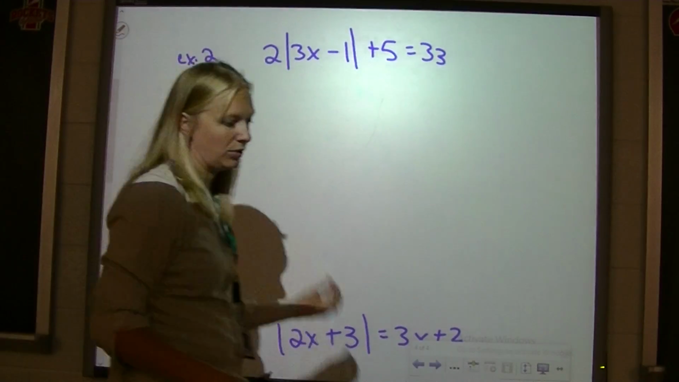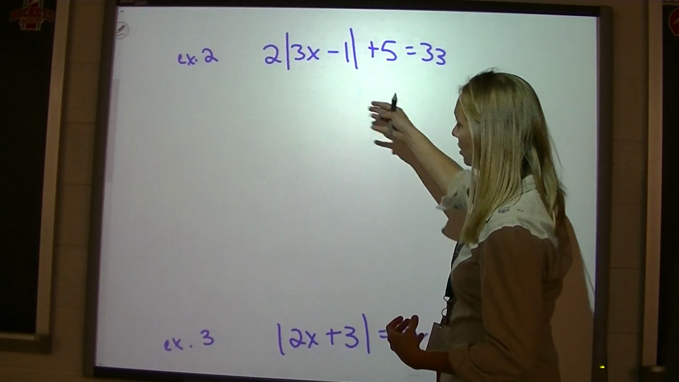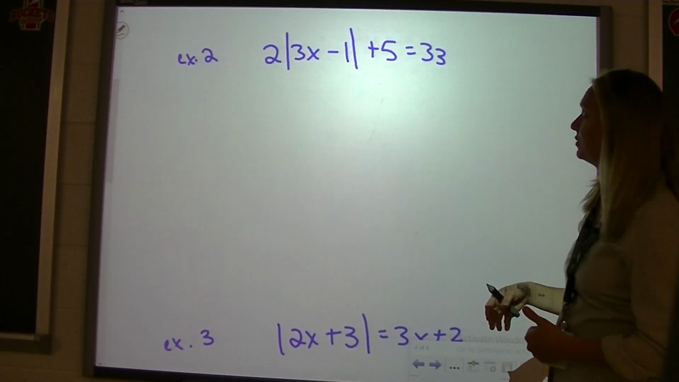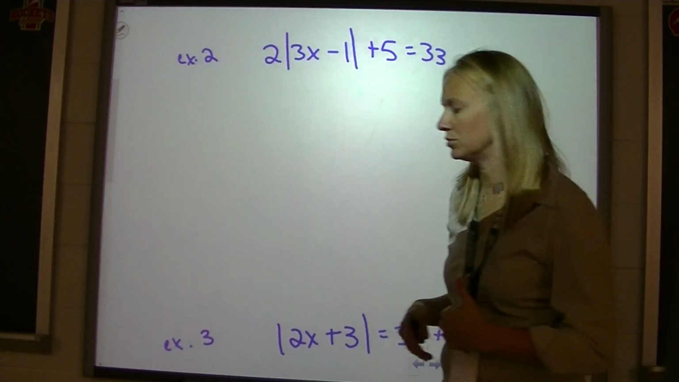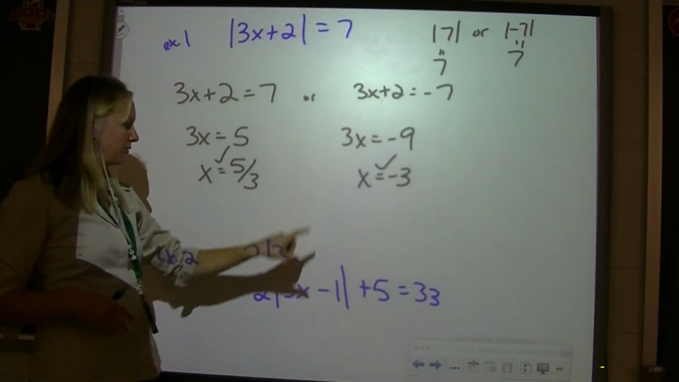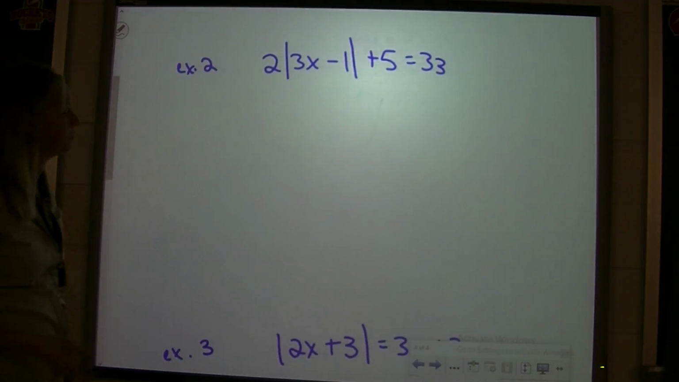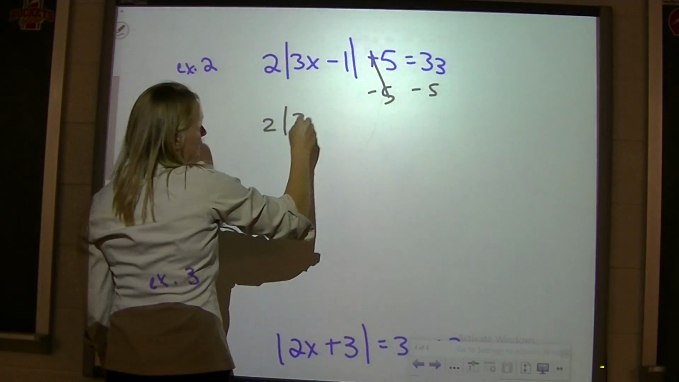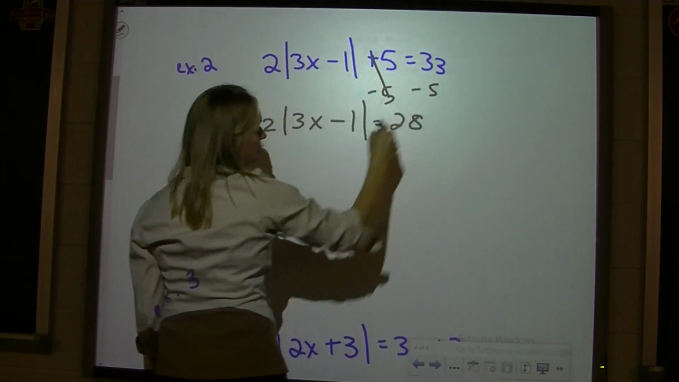Example 2. We again have an absolute value, but this one's a little bit harder because we can't just say, all right, 2 times absolute value of 3x minus 1 plus 5 equals 33, and then change it to -33. That whole change process only worked here because the absolute value was already by itself. So the first thing we have to do is get the absolute value by itself. So in this case, we're going to subtract 5 from both sides. So we'll have 2 times the absolute value of 3x minus 1 equals 28.